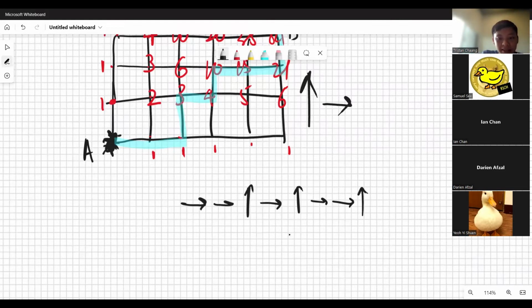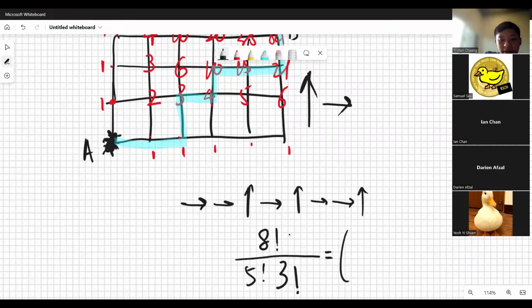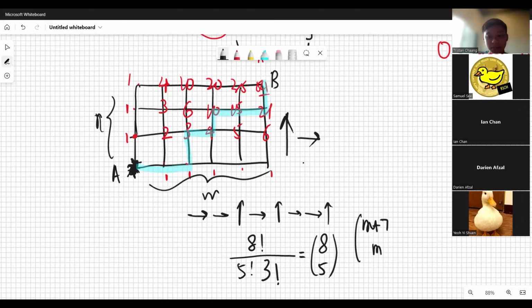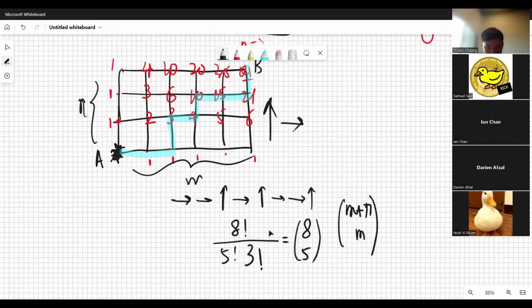There are 8 terms here, so that's 8 factorial. 5 of them are the same, you want to count them as equal, so divide by 5 factorial. 3 of them are the same, divide by 3 factorial. And you can write it as 8 choose 5 or 8 choose 3 if you want. So using this method, we can generalize quite easily to the m times n case. If this is m units and this is n units, very quickly we can find that the answer would be m plus n choose m.